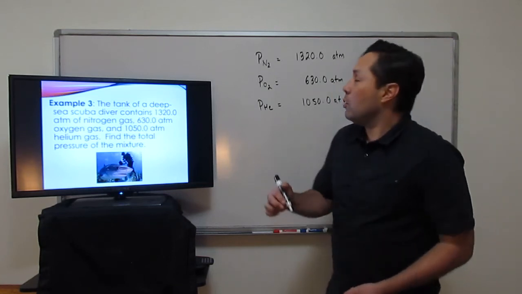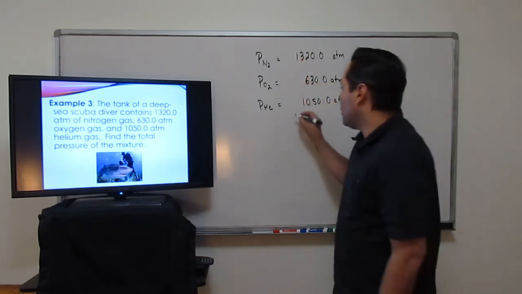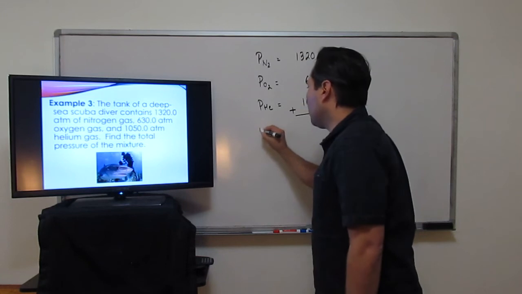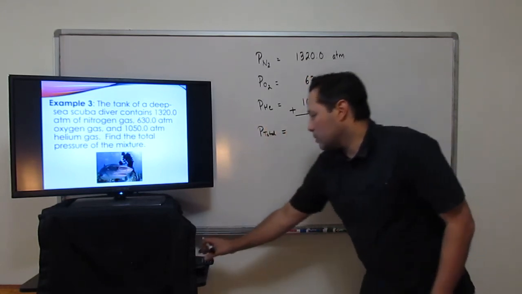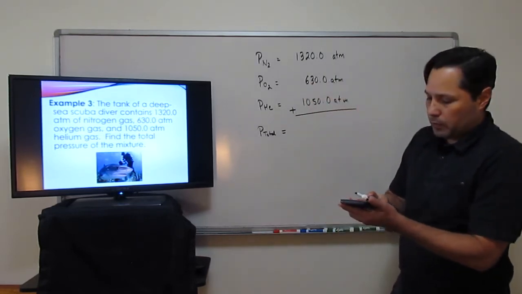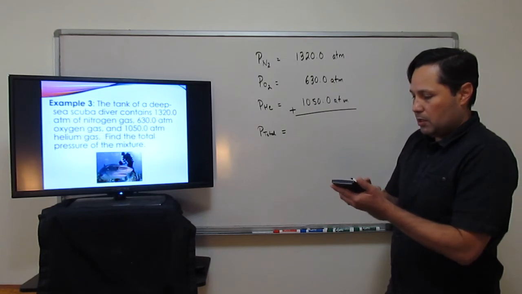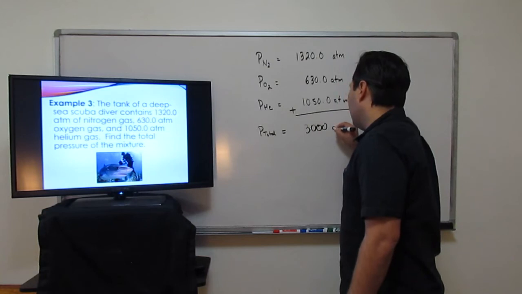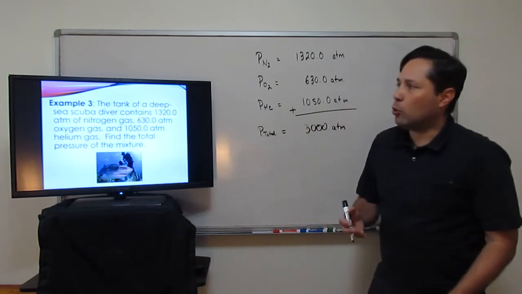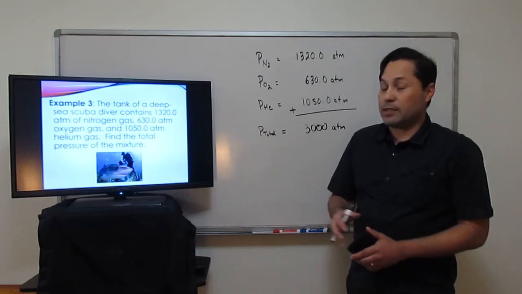In Dalton's Law, to get the total, all you do is add the partial pressure for each of the gases, and that's what we're going to do. So I'm going to put P total, and that will give us our answer. Let's plug it into the calculator. 1320 plus 630 plus 1050 gives us 3000 atm, and that is the total pressure for the scuba tank. That takes care of example 3.